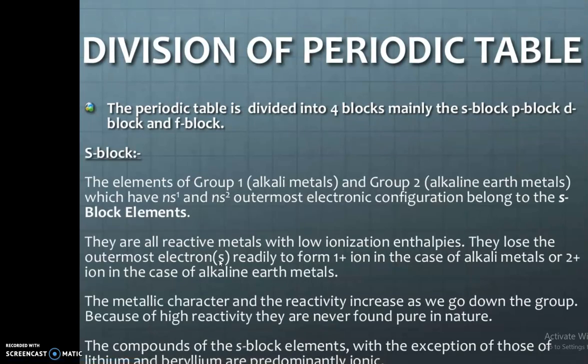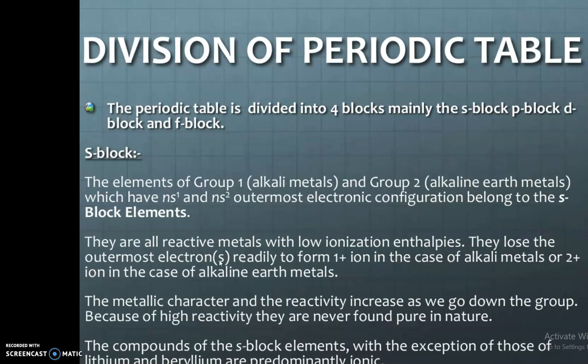And we know the periodic table is divided into 4 blocks. What is the basis of this division? Yes, the division of the periodic table is based on the electronic configuration, that is, the outermost shell. If the last electron enters the s subshell, then the element will be in the s block. If the last electron enters the p subshell, then we call it a p block element, similar to d and f.